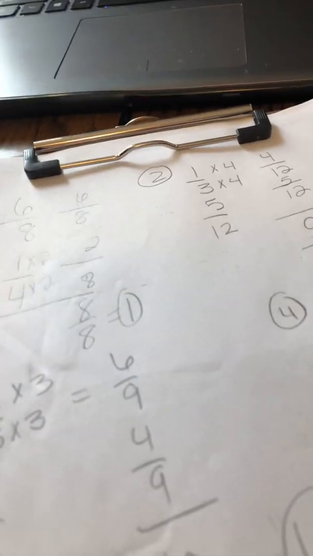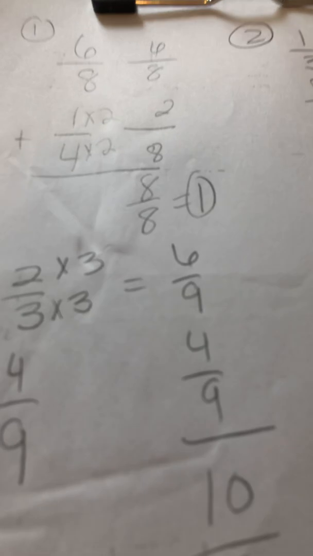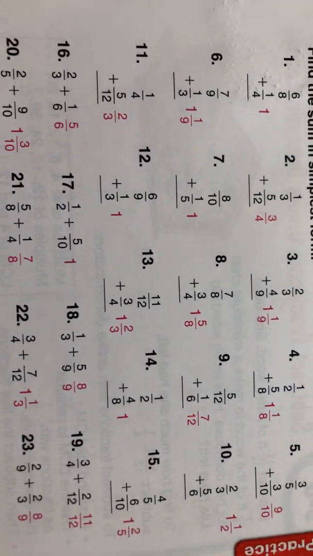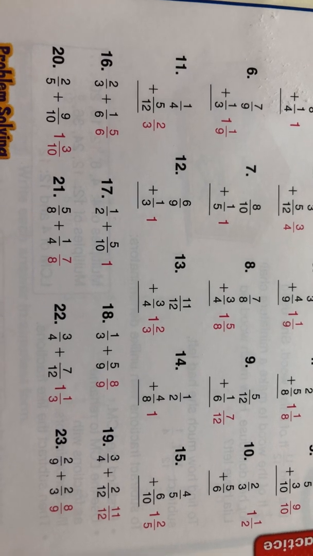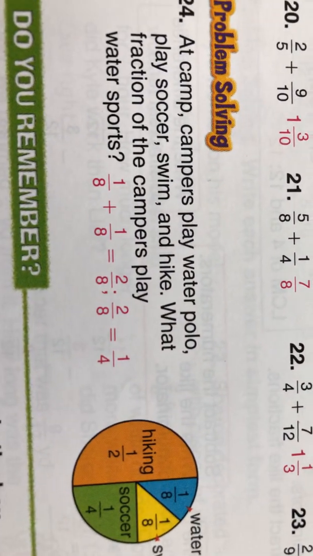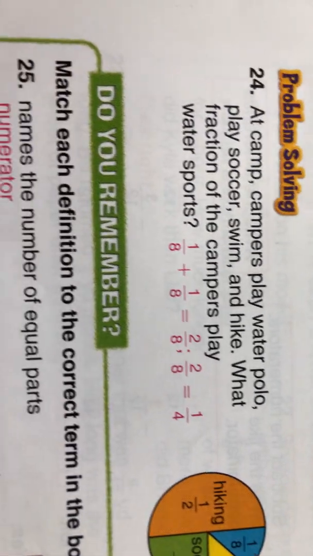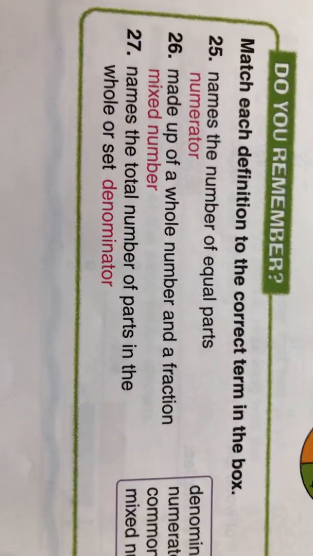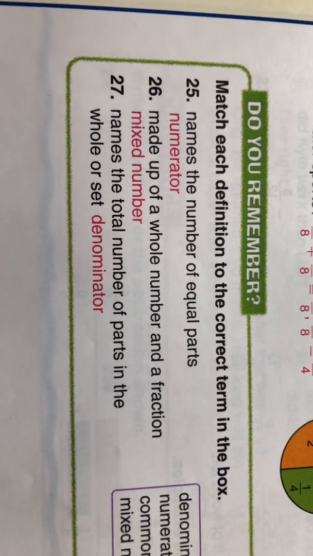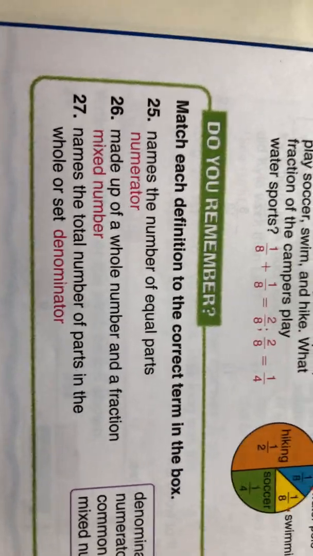Okay, so at this point, I would suggest that you pause the video and do a few problems on your own, and then come back, and I am just going to hold my phone over the answers for 1 through 20 so that you can see the answers for 1 through 20. You can pause the video to correct your work, and then if you did the problem solving, there's your answer for the problem solving. And then if you decided to go on and do some remembering, there's your answers for the do you remember at the bottom. You didn't have to do that, but if you did, great.